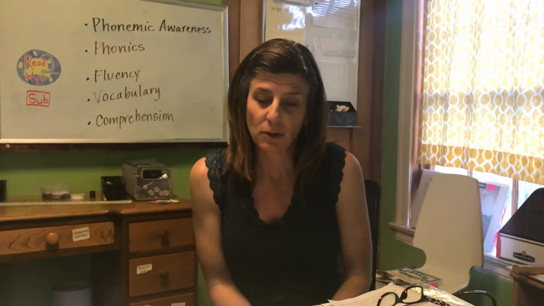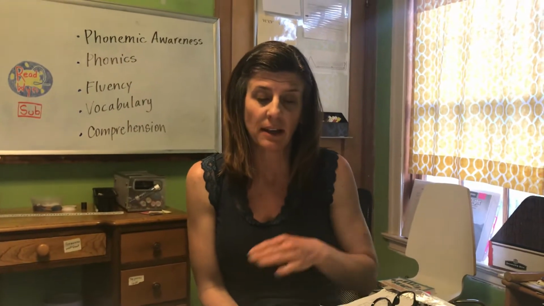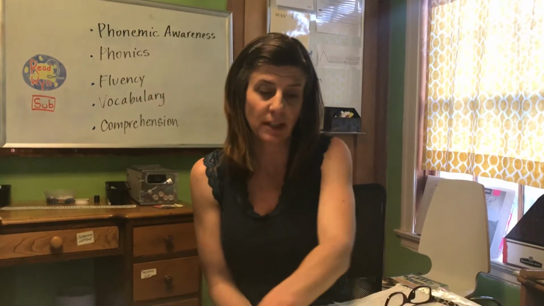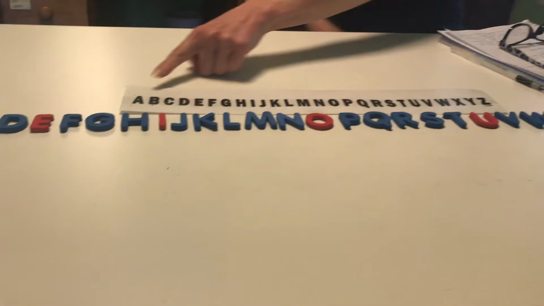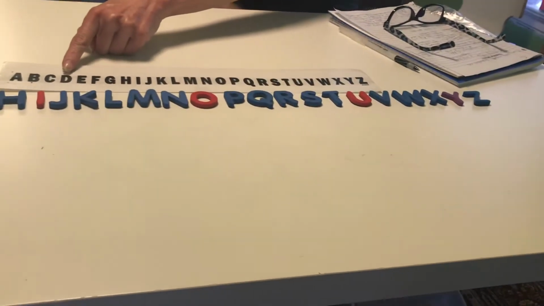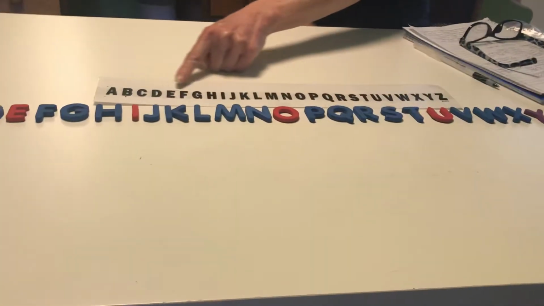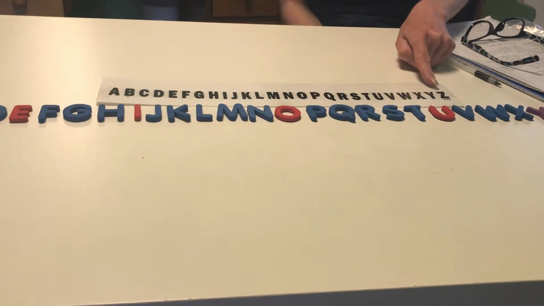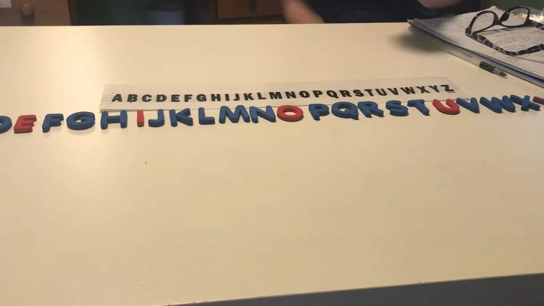So last episode, we talked about the alphabetic principle and how important it is for your kiddos to know that there's 26 letters in the alphabet and that each one of these letters has a name, and that these are how we make up words. These are the tools we use to make up words.